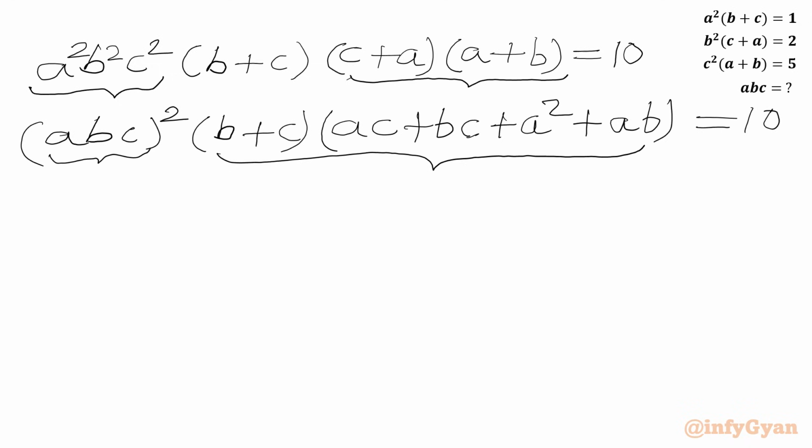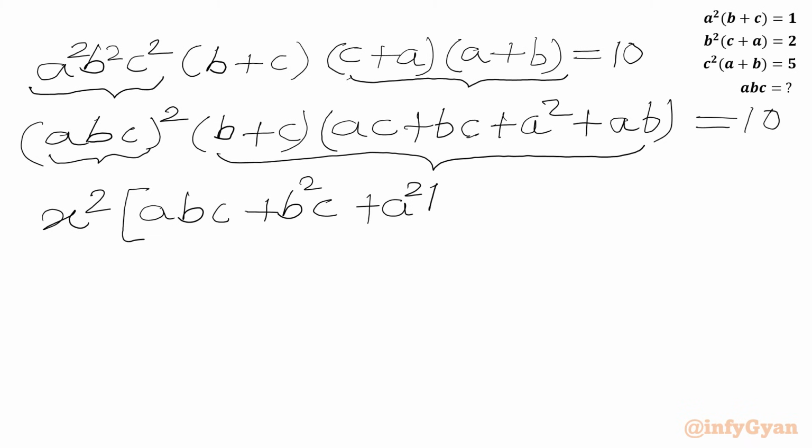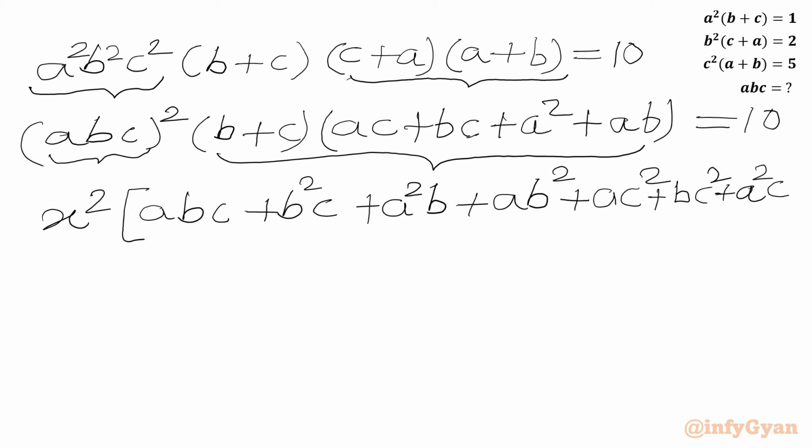Now we will multiply these two brackets. This is our x, so we can write x square. Now we will multiply (b plus c) with the product bracket. b times ac, we will write abc. b times bc, we will write b square c. b times a square, we will write a square b. And b times ab, we will get ab square. Plus c times ac is ac square. c times bc is bc square. c times a square is a square c. And c times ab is abc.